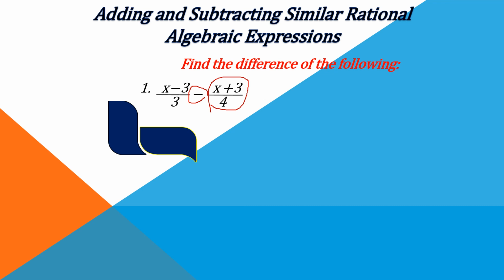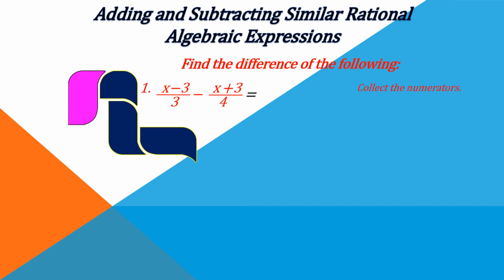But since this is a rational algebraic expression, we will first do the steps in subtracting similar rational algebraic expressions. The first step is to collect the numerators. In collecting the numerators, we have quantity x minus 3 minus quantity x plus 3. We put parentheses so that the sign still remains, but as we go on, we will change the sign of the subtrahend.